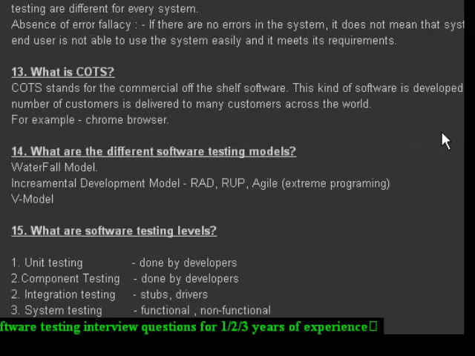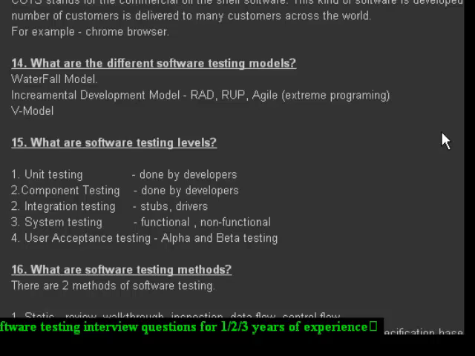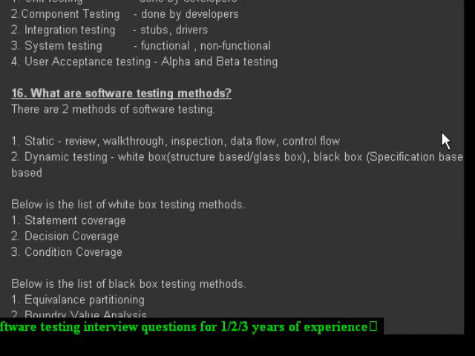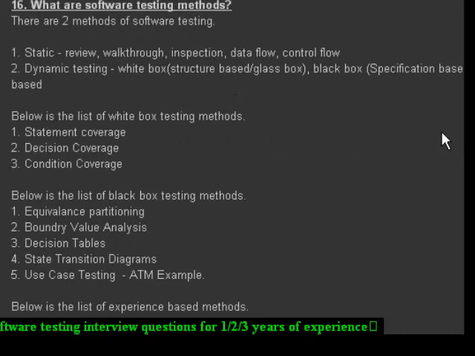Then COTS stands for commercial off-the-shelf software. Different software testing models. You should be very clear with the incremental development models, that is RAD, RUP, and Agile. What are the software testing levels? Software testing levels could be unit testing, component integration testing, system testing, and user acceptance testing. Software testing methods. There are two types of software testing methods, that is static and dynamic.